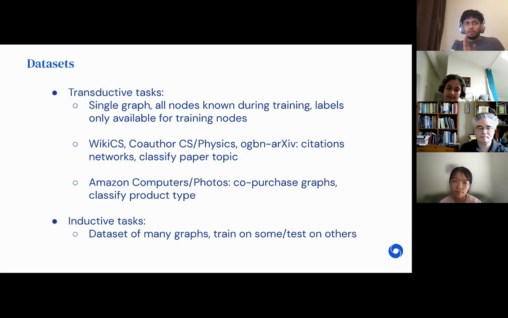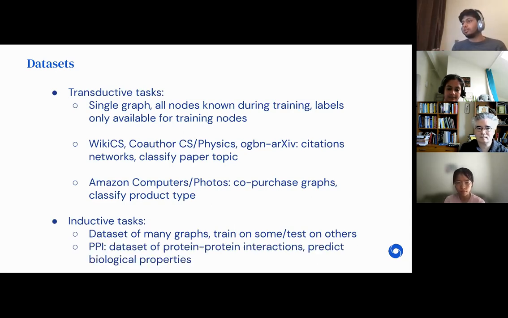You get to see some of them during training, and you're later tested on some others. So for example, you don't have access to the structure or the features or anything on the thing you're going to be tested on. And on this, we look at PPI, which is a dataset of some protein interactions, but the task is to predict some biological properties.